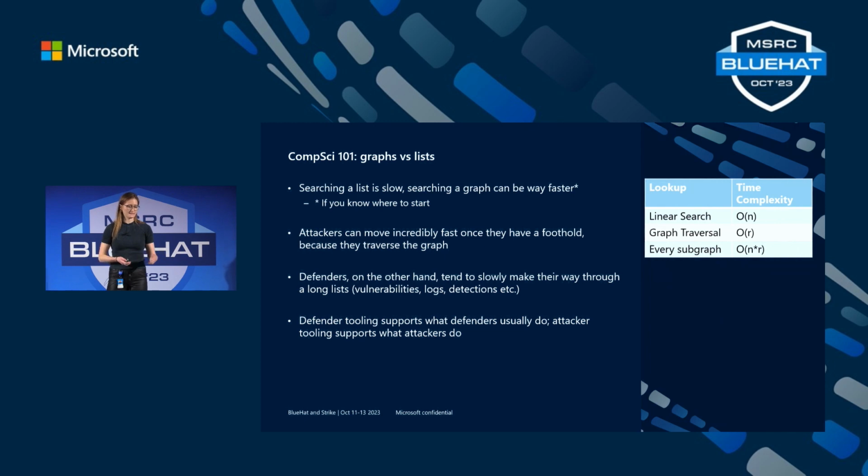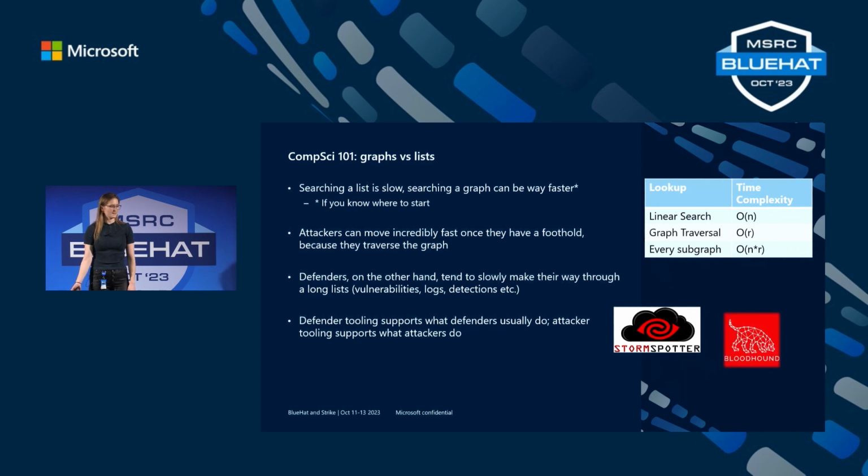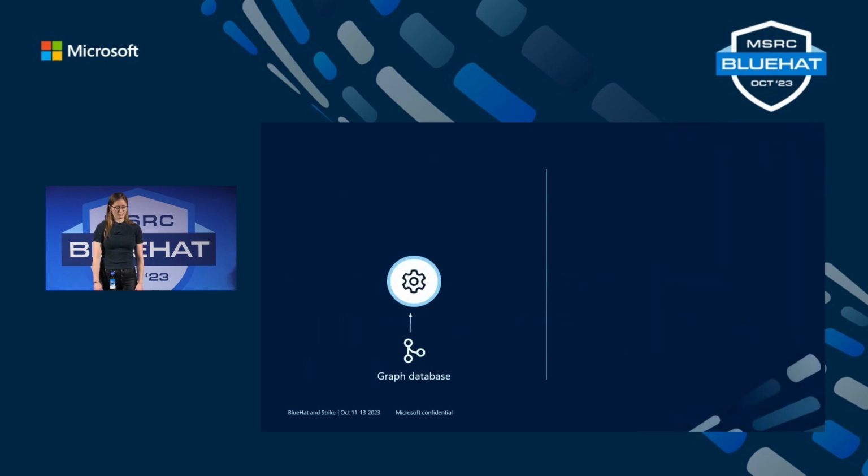Yeah, so this means that our tooling supports what we need to do, which is generally working through lists, while attacker tooling supports what they need to do and what they do well. So stuff like StormSpotter and Bloodhound here. But what happens if you let defenders play with attacker tools? So our team started to do this.